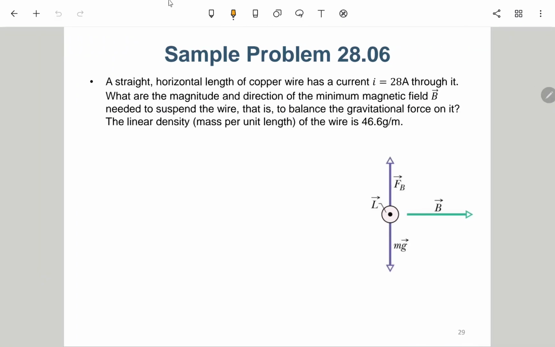Okay, so here we have a sample problem. It says a straight horizontal length of copper wire has a current I through it. What are the magnitude and direction of the minimum B field needed to suspend the wire, that is, to balance the gravitational force on it? The linear density of the wire is this one.